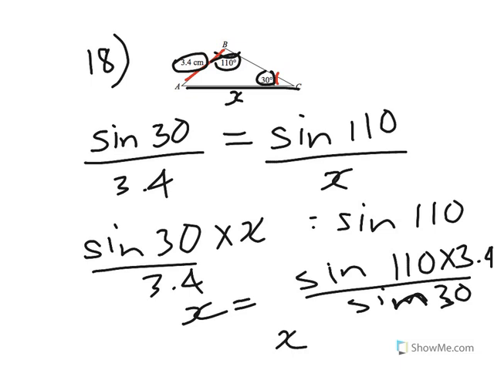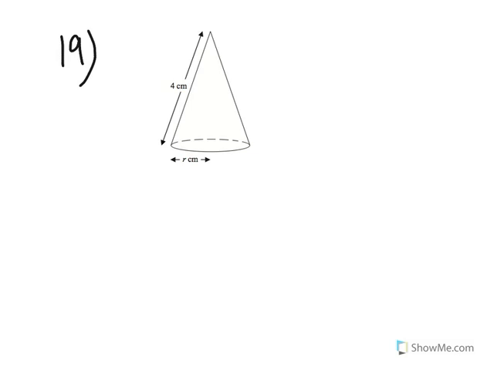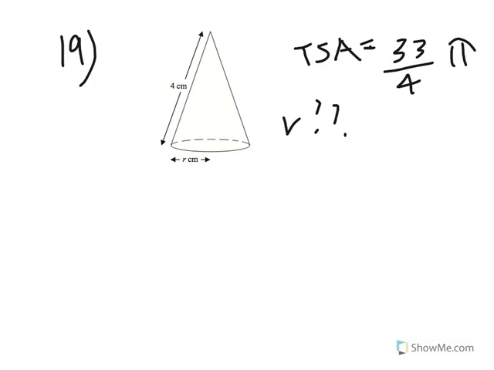And that'll give you an answer of x being 6.3899 and so on, but you need to give it to 3 significant figures, so it's 6.39 centimeters. Okay, so question 19, they've given you a cone and they're telling you the total surface area, TSA, I'll call it, is equal to 33 over 4 pi. And they've given you values of the slant height and they've told you radius r, and they're asking you to calculate r. So what is r?